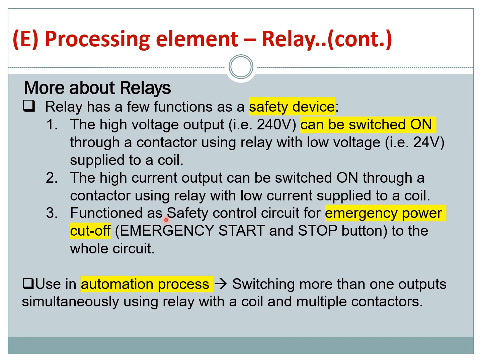and it can function as a safety control circuit for emergency power cutoff. So in case there's an electrical short or you have a short circuit, you can just disconnect your relay to save your whole circuit. Okay, so relay in electropneumatic is normally used in automation processes of switching more than one output simultaneously, using a relay with a coil and multiple contactors.